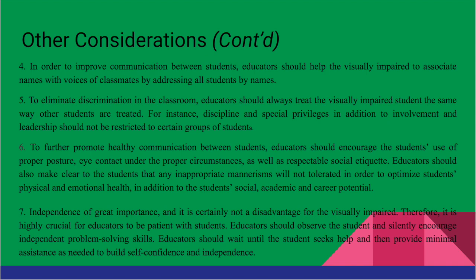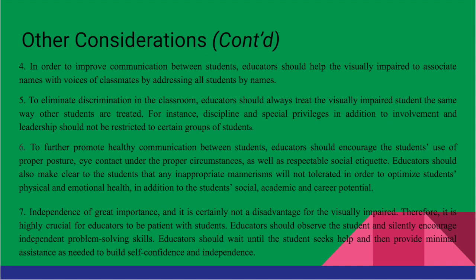To improve social communication for the visually impaired, which is crucial to personal and academic success, teachers can start to address all students by names when speaking. This way the visually impaired can learn to associate names with the voices of the classmates and have better interactions.